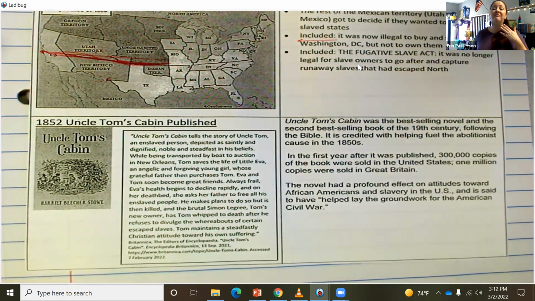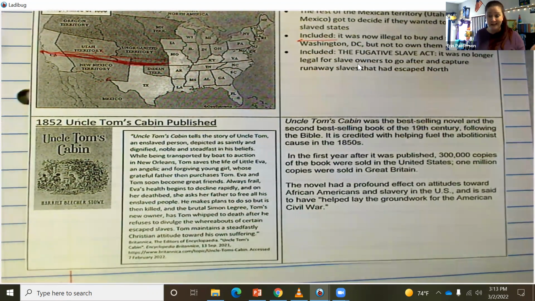The novel had a profound effect on people's attitudes towards African Americans because they got to see an African American as a dignified person, not a property. And the idea of slavery in the United States was changed. And it's said to have helped lay the groundwork for the Civil War, which is what we're leading up to.